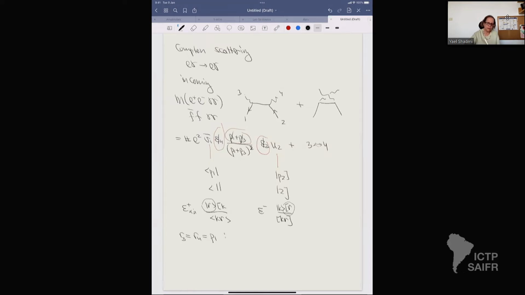So we see that with this choice, when the epsilon 3 plus is next to 1, we're going to get 0. And similarly, if epsilon 4 is next to 1, we're also going to get 0. So we see immediately that if we have two plus helicity photons, we're going to get 0. So there's no contribution in this case, and we can conclude that the photons have opposite helicities.